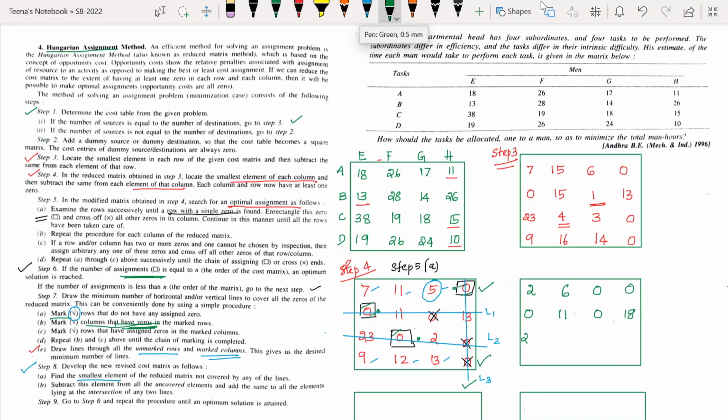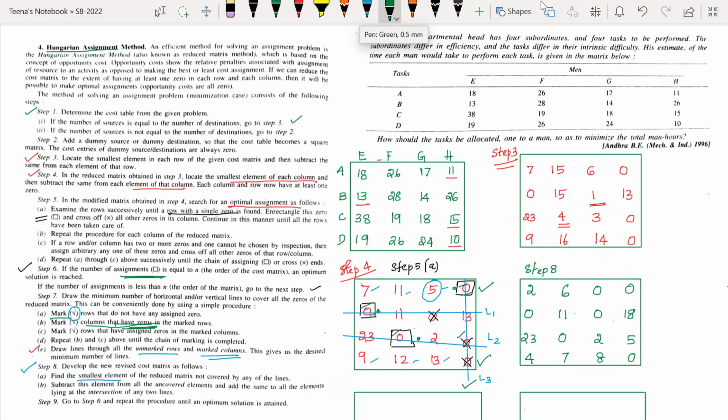Now the 23 remains the same. Then 0. Then 2. Then 0 plus 5, that's 5. This 0 is also a junction element, hence that also gets added by this 5. Then 9, 12, 13 are uncovered elements, so 9 minus 5, then 12 minus 5, 13 minus 5, then 0 remains unaltered. So in this way we modify the matrix that is given in the previous stage, and this is step 8.